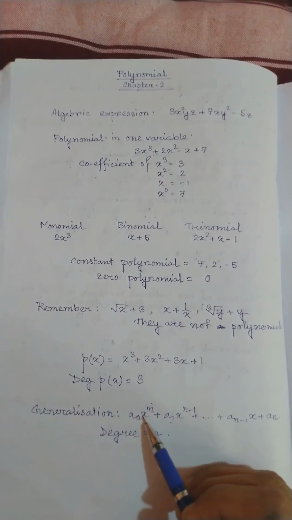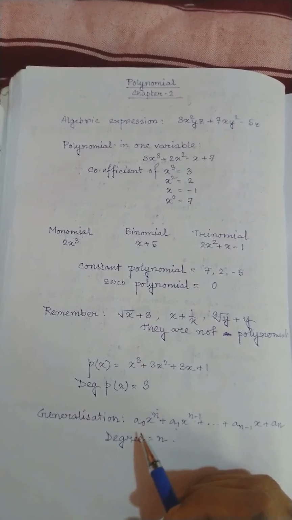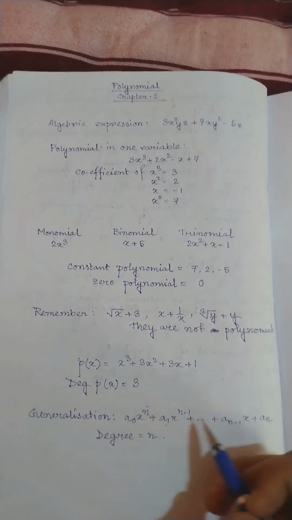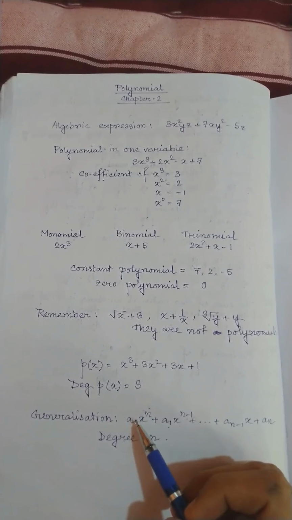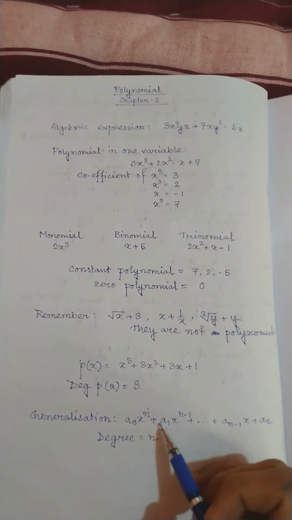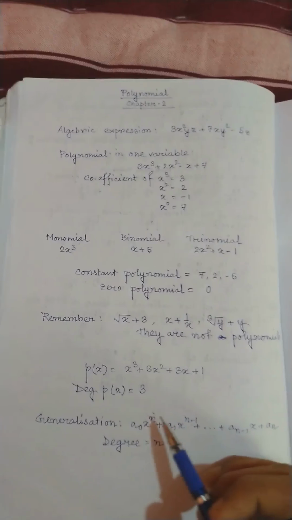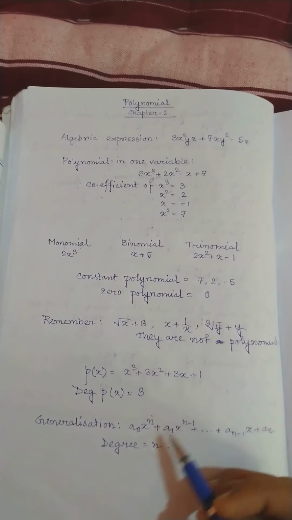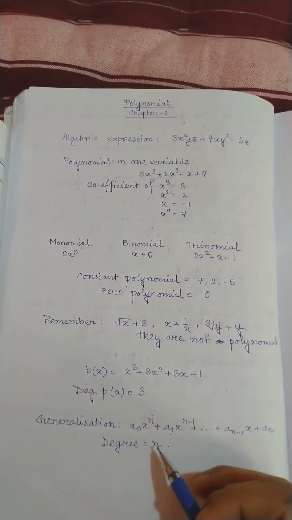So how many terms are there? Can you say that? Okay, I can say that there are n plus 1 terms. Count from a0, a1 up to an. So this polynomial contains n plus 1 terms and the degree of the polynomial is n.